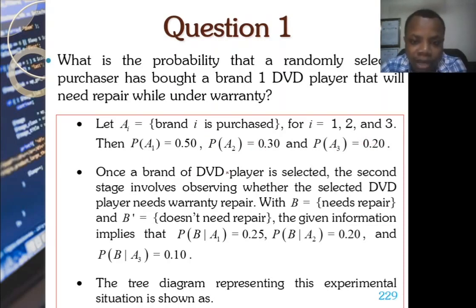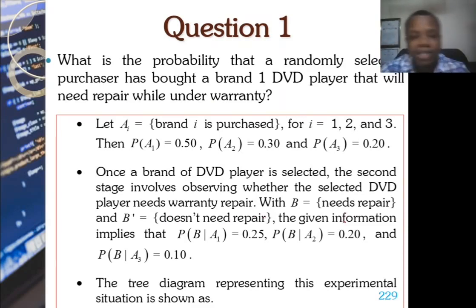Now, once a brand of DVD player is selected, the second stage involves observing whether the selected DVD is going to need warranty repair. So with this, let's create another event such that B denotes that the brand that is being bought will need repair, and B complement, meaning that that brand is not going to need repair.